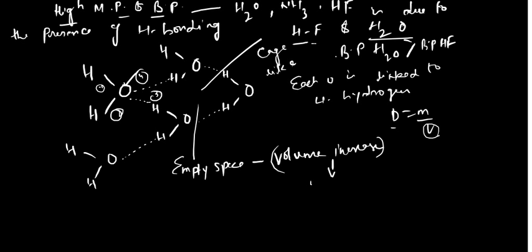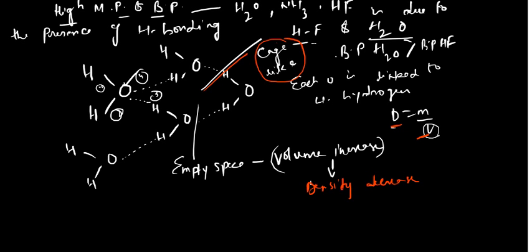This cage-like structure, right? Due to this cage-like structure, the volume increases. When volume increases, density decreases, right? This is the case in solid ice. This is how hydrogen bonding occurs in ice, right?